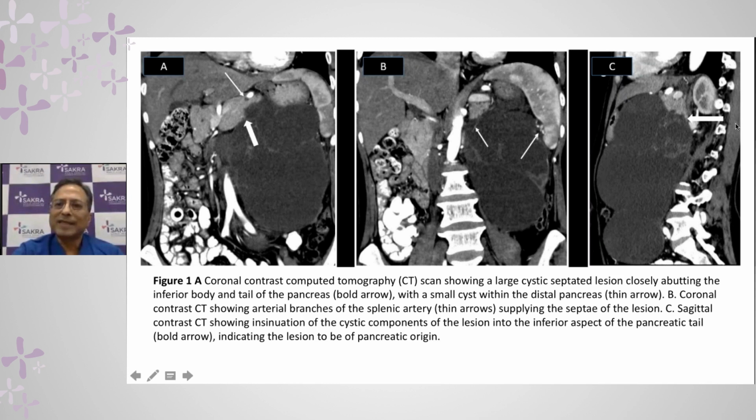This is a sagittal section. You can see the spine here. This is the kidney. This is the pancreas. This is the liver. And again, this is a large cystic lesion. So you can understand the relationship to the pancreas.